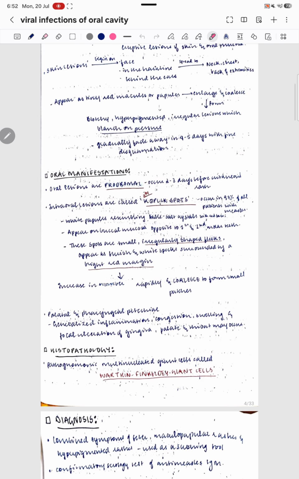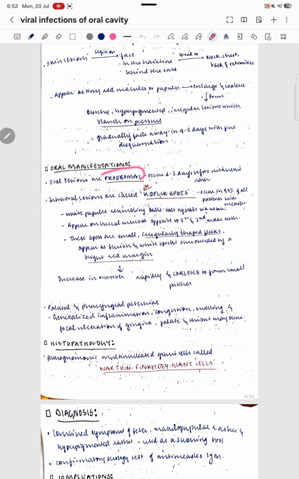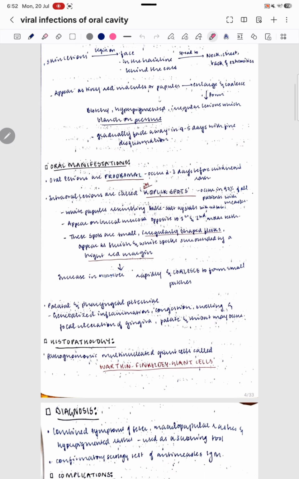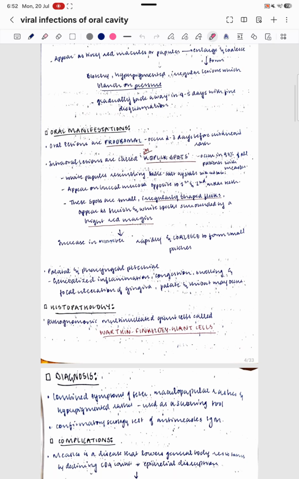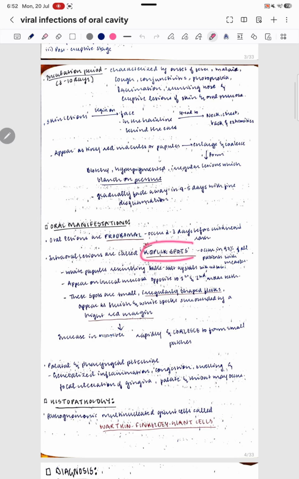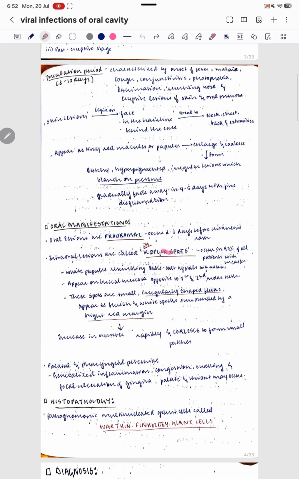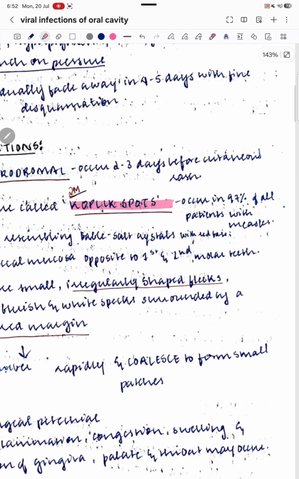Now coming to the oral manifestations, the oral lesions are prodromal, so they mainly occur in the initial stage of measles, which is 2 to 3 days before a cutaneous rash. Intraoral lesions are called Koplik spots. This is very important. Koplik spots have been asked a lot of times, and it is a very important question as well. So we are going to read about Koplik spots mainly.